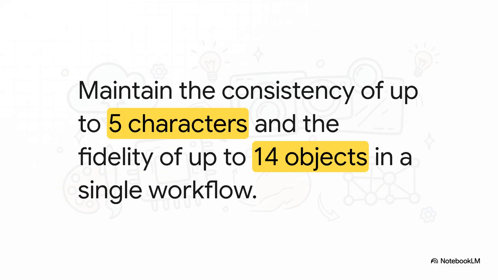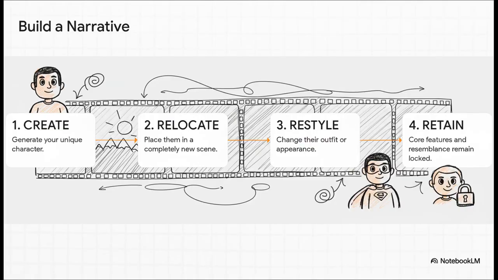And on top of that, you can lock in the look of up to 14 different objects, too. This is just a massive deal for creating things like storyboards, comics, you name it. And the way it works is super intuitive. You start by creating your character. Then you can take that exact same person, drop them into a completely new background, even change their clothes. But their core features, their face, their build, they stay perfectly consistent. This is how you really build a story, one frame at a time.